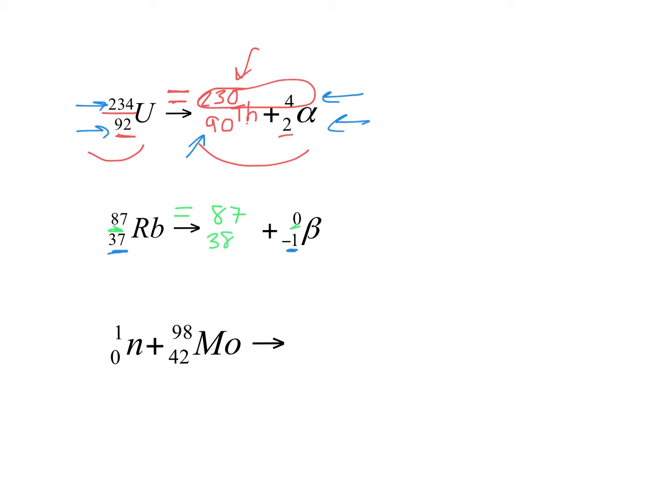So that balances out. And again, what element is 38? We consult the periodic table. We find it's strontium, so the symbol is Sr. So again, the symbol always matches the bottom number. That's the atomic number. All right, let's look at this last one.